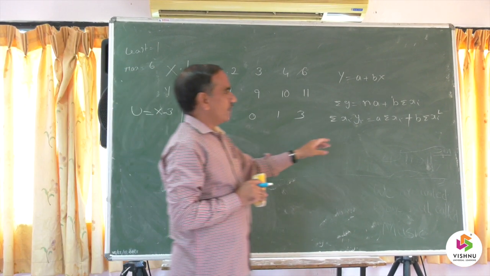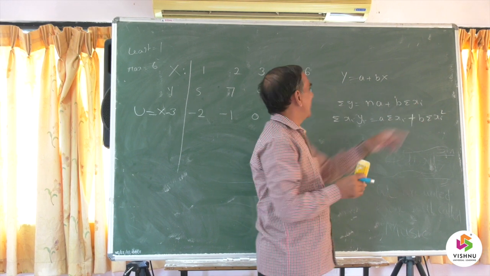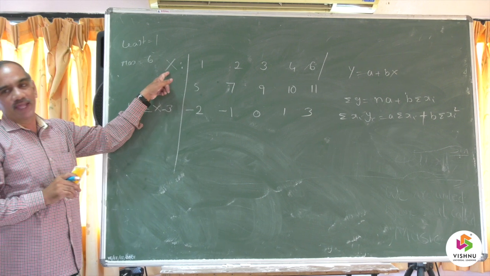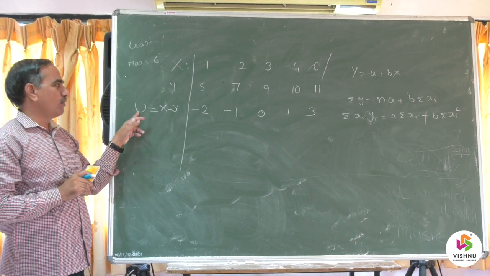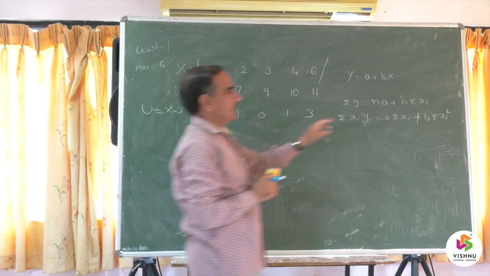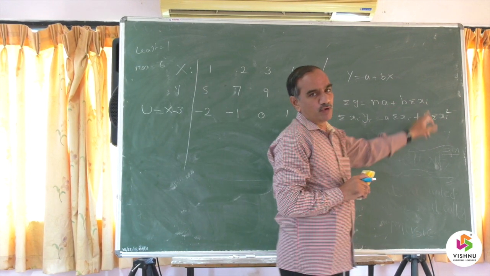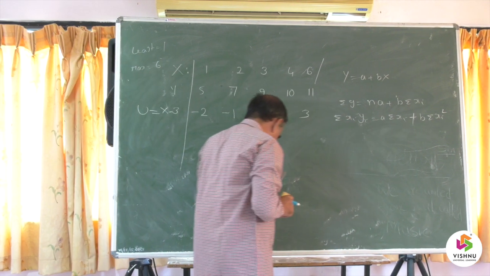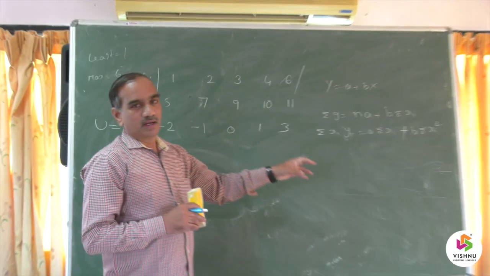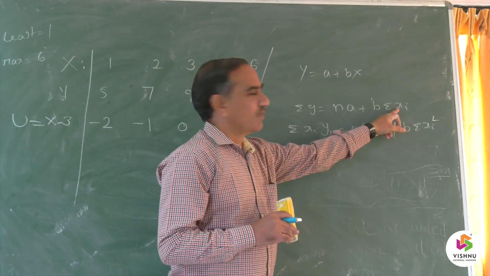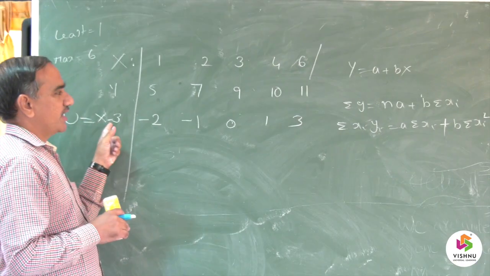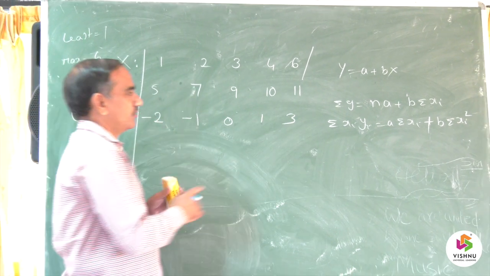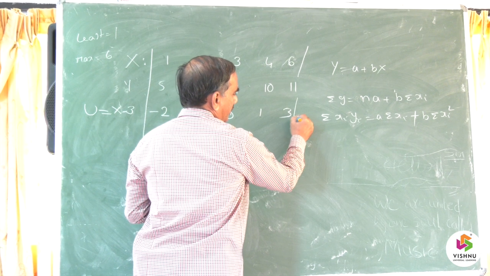Now, refer to the equations. First, we want the sum of the values of x. But right now we have no variable x; in that place we have u. So, instead of the total of the x values, we have to use the sum of the values of u. Here we have sigma x, instead of that we have sigma u. Sigma u is equal to minus 2 minus 1 plus 0 plus 1 plus 3, that is 3 plus 1 is 4, 4 minus 3 is equal to 1. Therefore, sigma u is equal to 1.